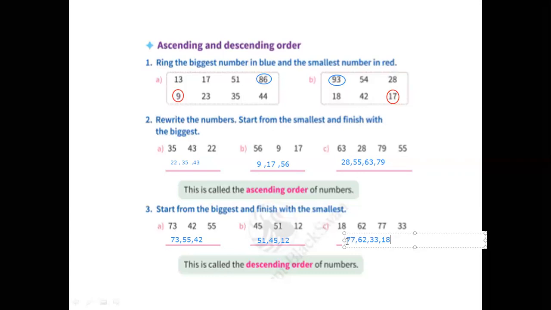When we arrange biggest to smallest, it is also called as descending order. This is called the descending order of numbers. When we arrange smallest number to biggest number, it is called as ascending order. When we arrange from biggest number to smallest number, it is called as descending order. Okay. I hope you all know now comparison of numbers and you can do this sums.